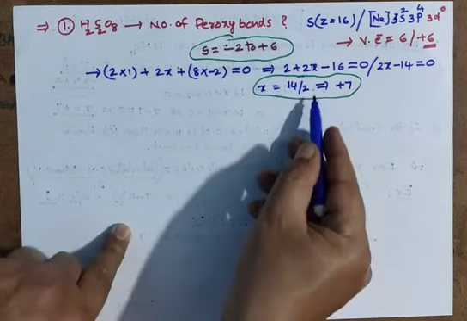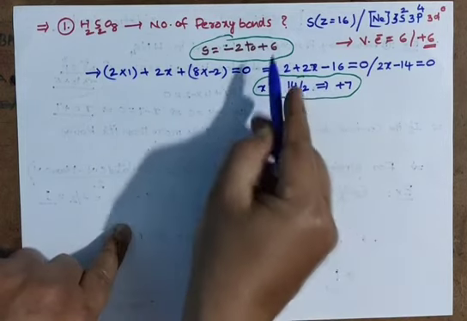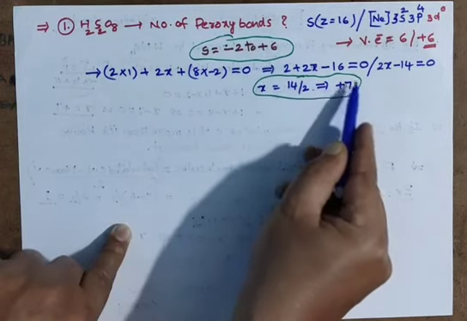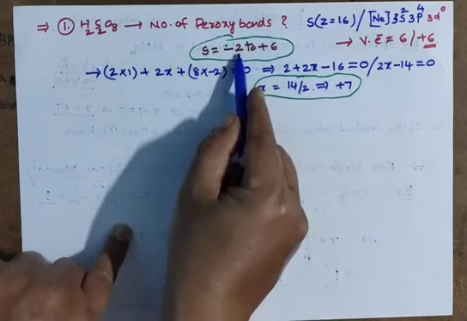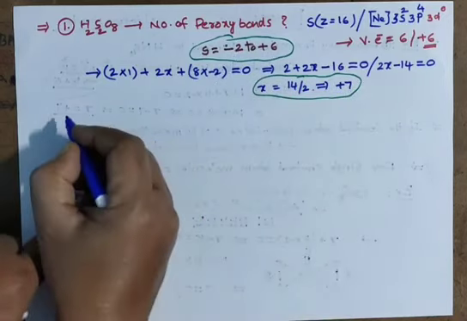So it is clear now. Plus 6, plus 7. Plus 7 is not in the range of sulfur oxidation number. So here a peroxy bond is present.